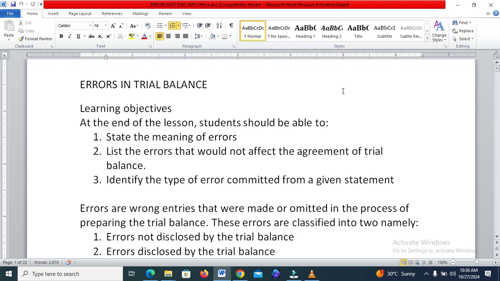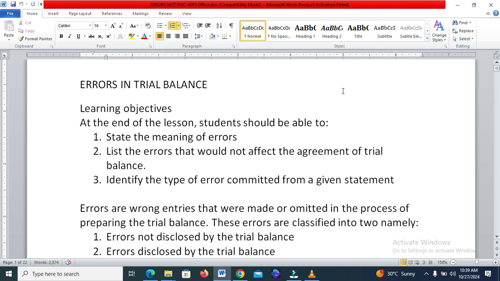In the last class, we treated errors in trial balance, and from it, I was able to tell you that there are two classifications of errors. The first one is errors that would not affect the agreement of the trial balance, also known as errors that the trial balance would not reveal. Then the second one is errors that would affect the agreement of the trial balance, or in another way they can call it errors that will be revealed by the trial balance.